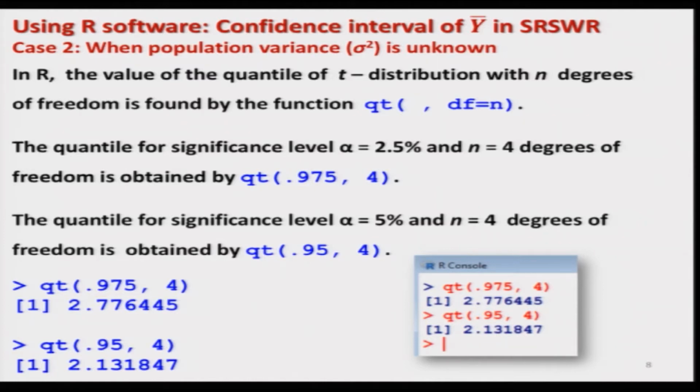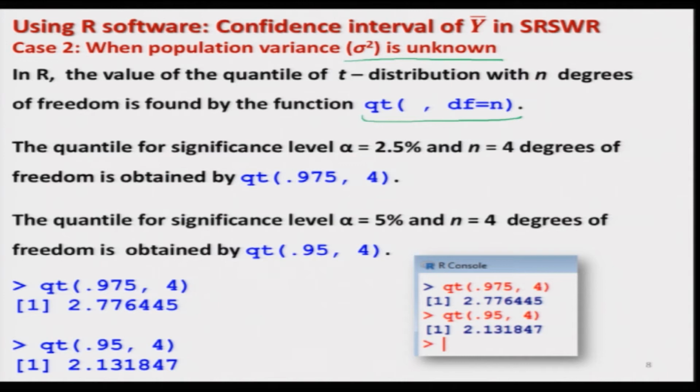Now, I take the second case where the variance is assumed to be unknown. So, sigma square is unknown. In this case we had used the t distribution. For the t distribution, I had discussed in the earlier lecture that the percentiles or quantiles of a t distribution can be obtained using the command qt, and inside the parenthesis you have to give the value of 1 minus alpha and the degrees of freedom.